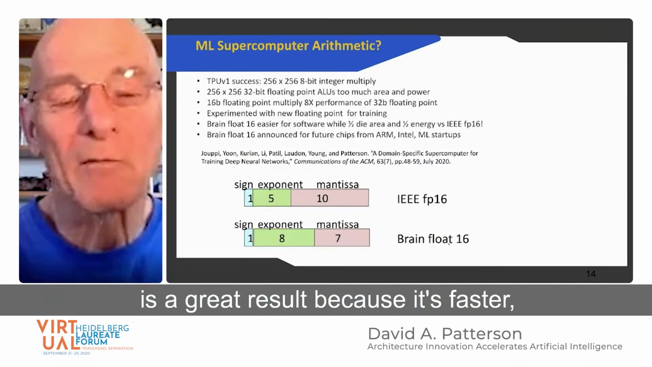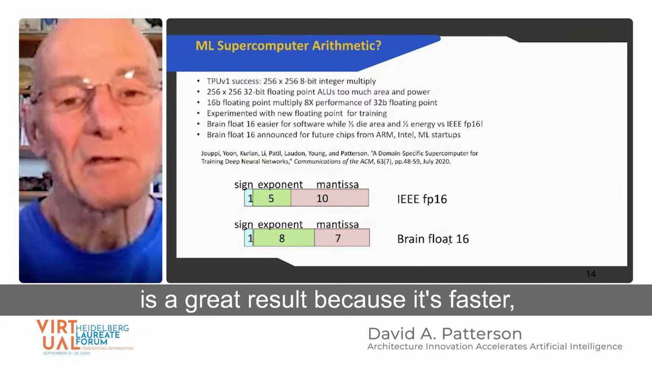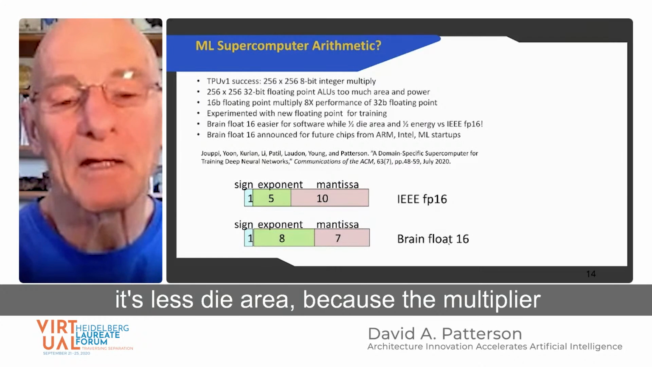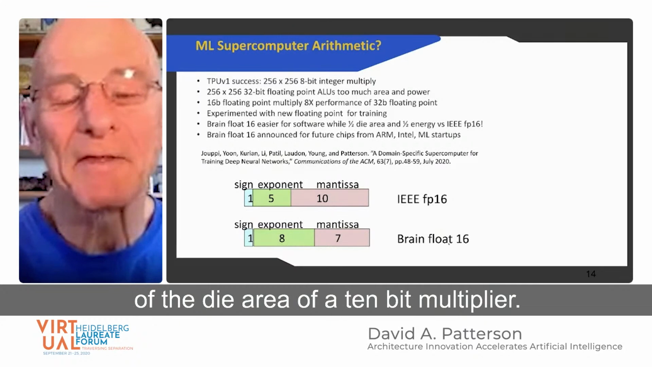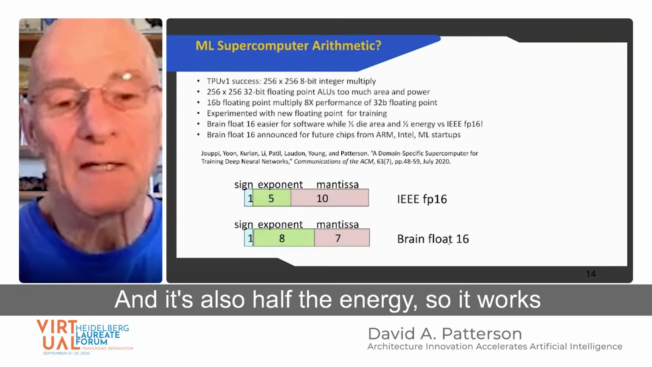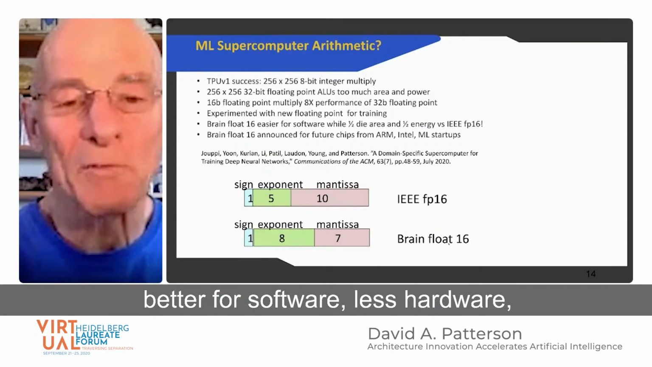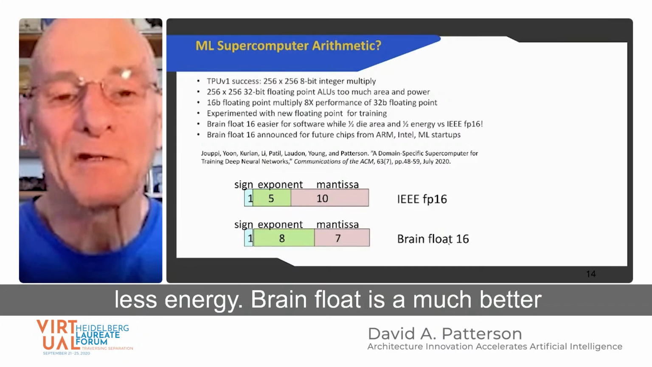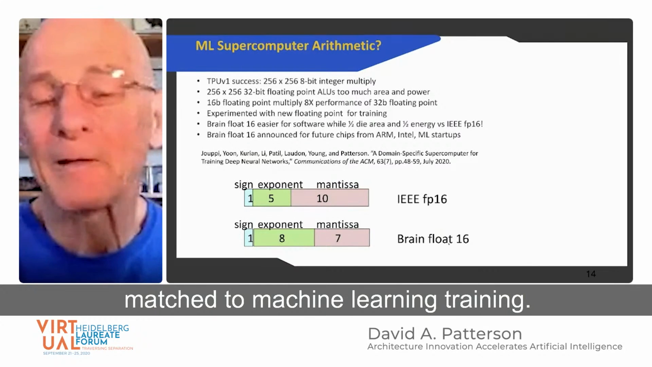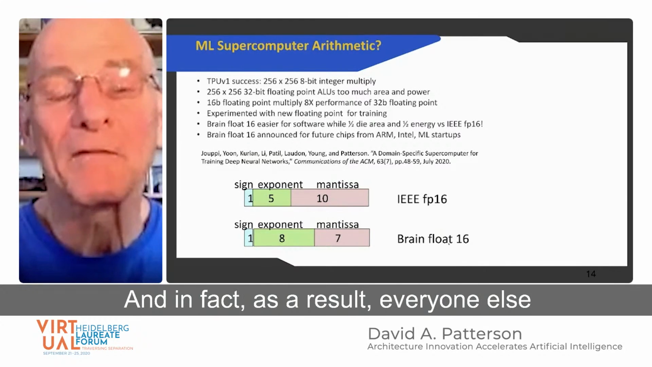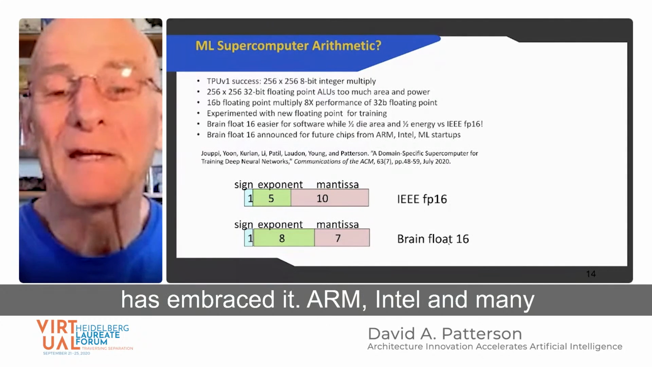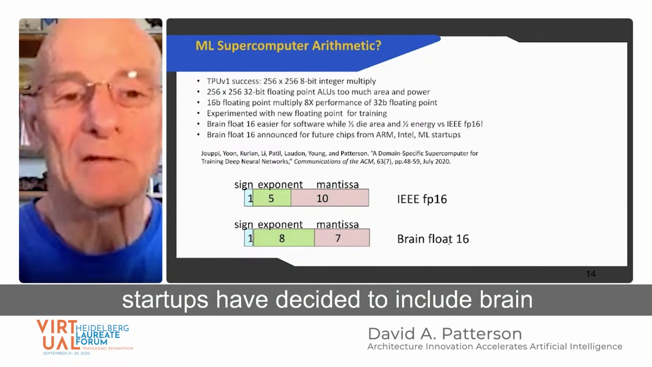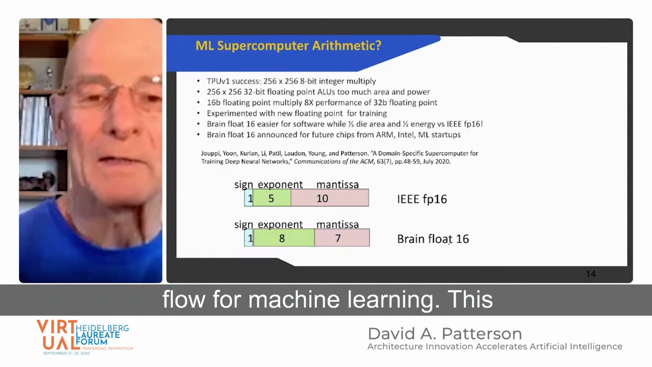So this is a great result because it's faster, and it's less die area, because the multiplier dominates. The multiplier at 7 bits is half the die area of a 10-bit multiplier. And it's also half the energy. So it works better for software, less hardware, less energy. So BrainFloat is a much better match to machine learning training. And in fact, as a result, everyone else has embraced it. ARM, Intel, and many startups have decided to include BrainFloat for machine learning.